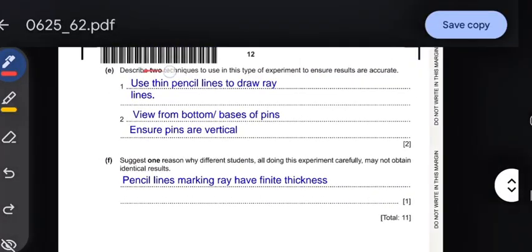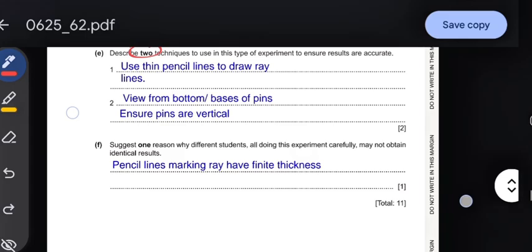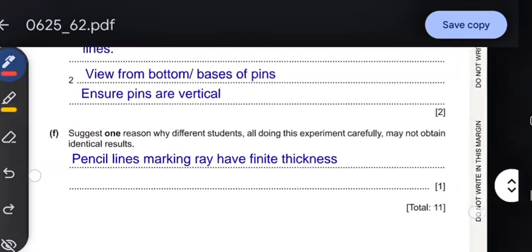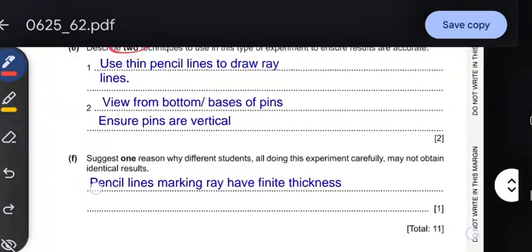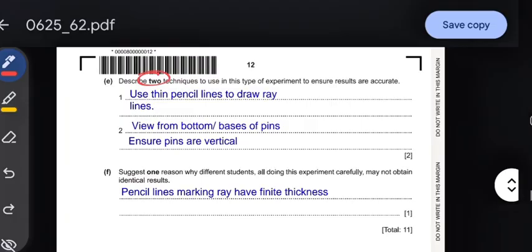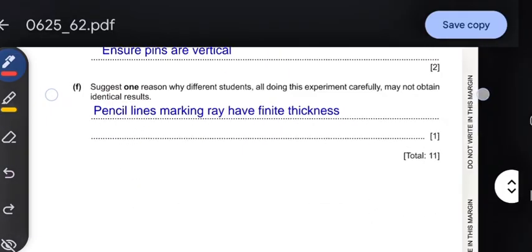You have to write any 2. Don't start writing 3 over there. If you write 3, you never know, the examiner might deduct marks. I have seen candidate responses in which the candidate has written 3 or 4 instead of 2, and the examiner thinks the candidate is not sure of his answer, so straight away there is a deduction of marks.